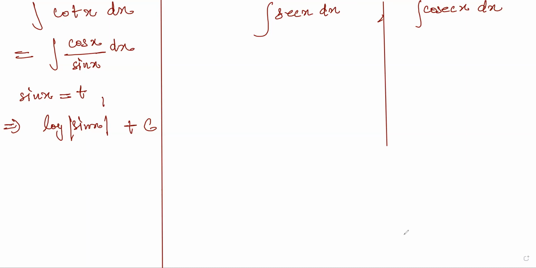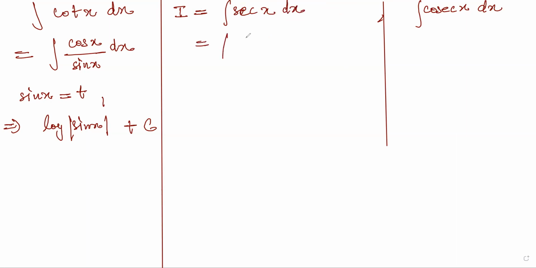Now, sec x and cosec x are not direct substitution. Sometimes we also have to think, can I make it to the point where we can use an ideal substitution so that the question is solved? Sorry, my bad. Sec x dx.